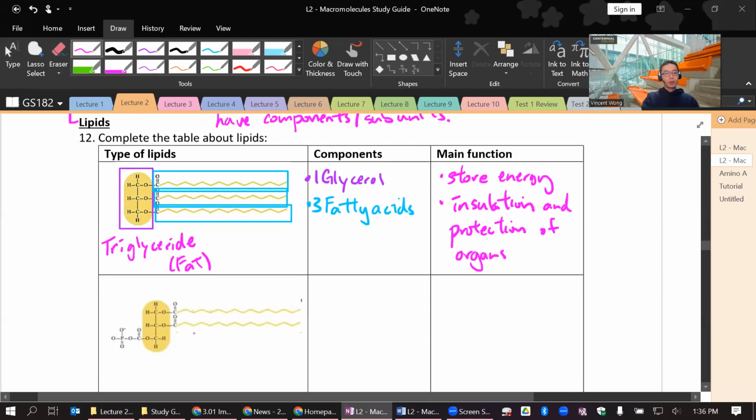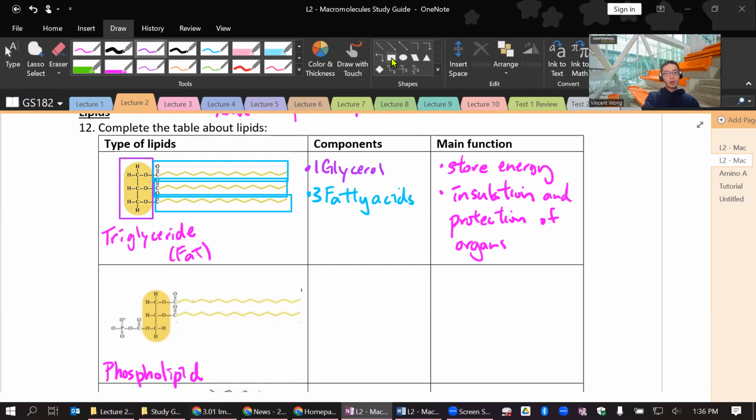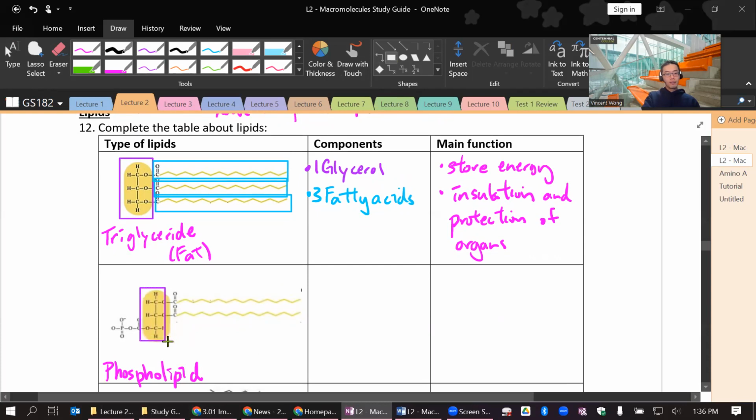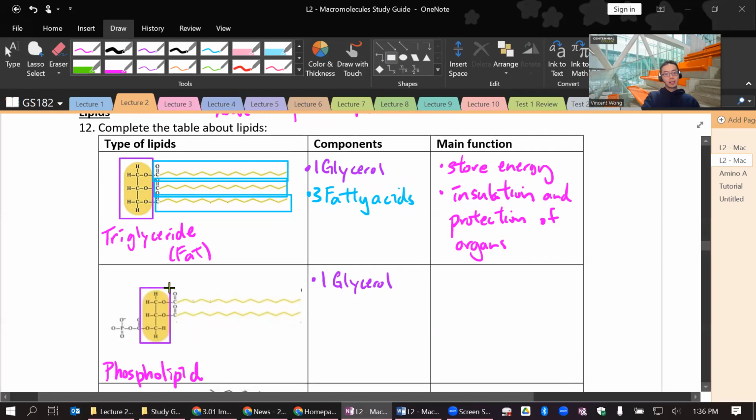Okay, we have another lipid molecule here. This is a phospholipid. So let's check out its components. We have the same part as the fat. We have the one glycerol. Over here, we have two fatty acids.